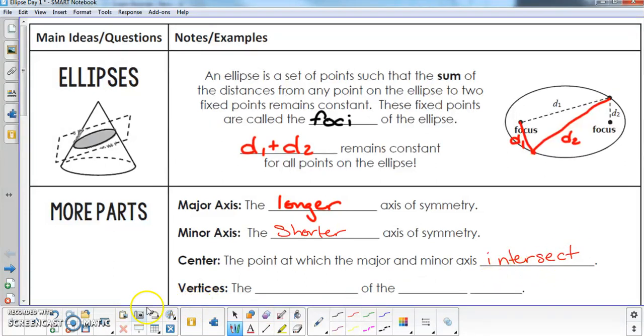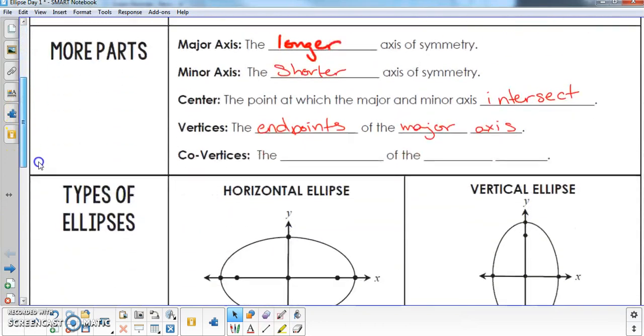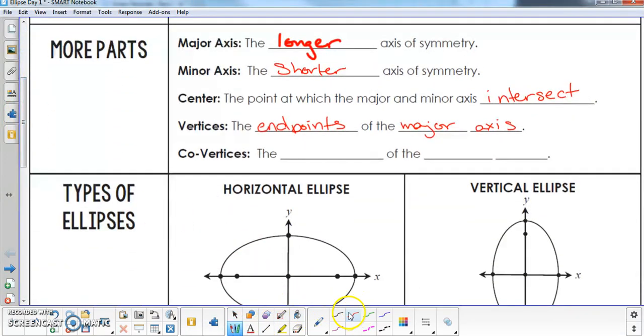Okay? The vertices are going to be the endpoints of the major axis. And then our co-vertices are the endpoints of the minor axis. Okay?